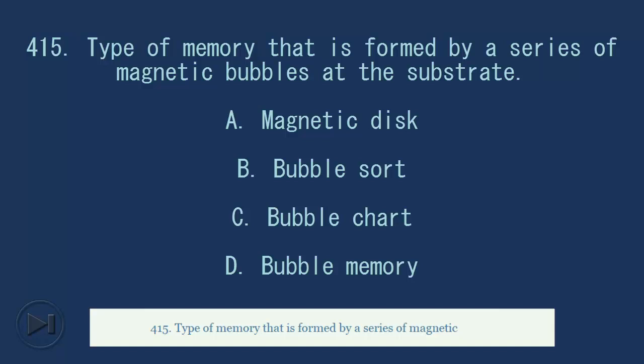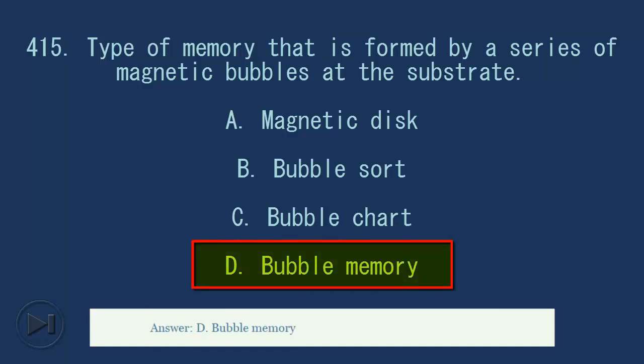415. Type of memory that is formed by a series of magnetic bubbles at the substrate. A. Magnetic disk. B. Bubble sort. C. Bubble chart. D. Bubble memory. Answer, D. Bubble memory.